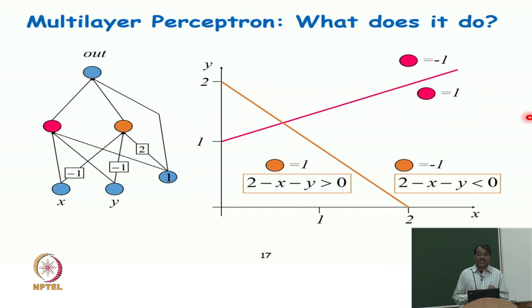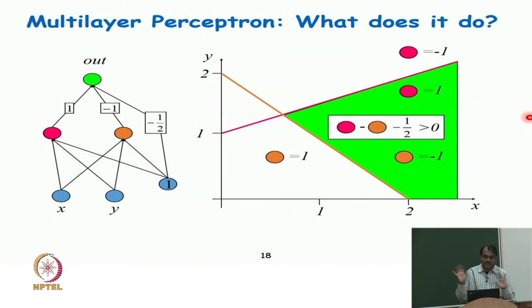Now let us check out the specific function pink minus orange minus half as the output function. Let me show you the answer, but we can think about it together. This is the function that the green is computing. This is the final output. But where would it be 1 and where would it be minus 1? We need to think about that now.